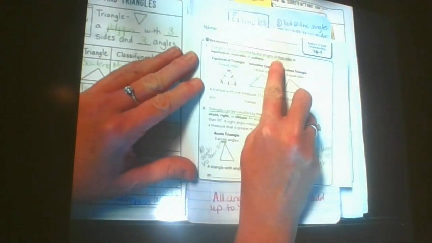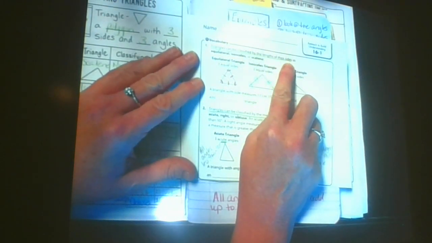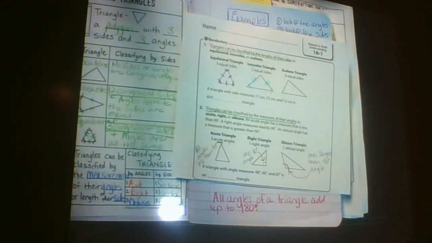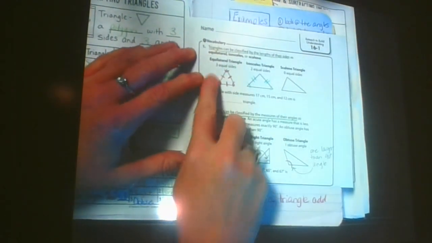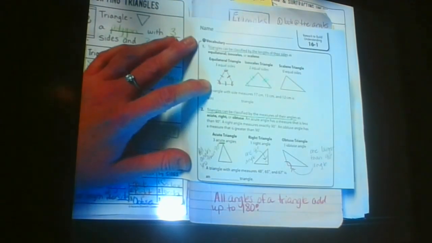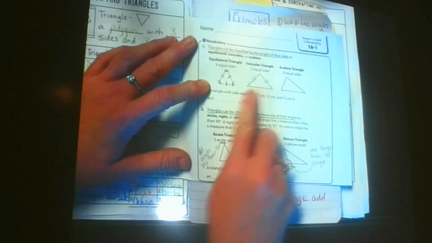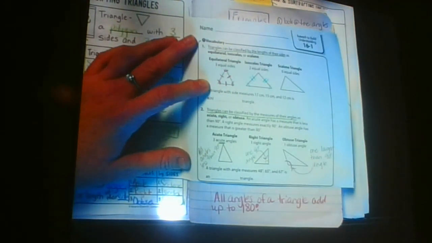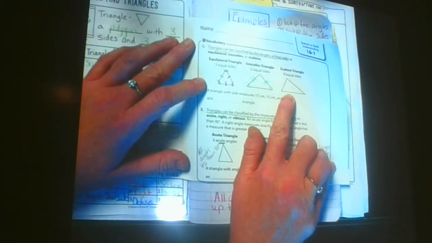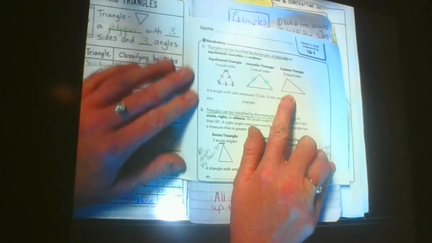A quick review of these triangles. Triangles can be classified by the lengths of their sides, and they can also be classified by the measures of their angles. So Miss Ray told you that each triangle has 2 names. This is how you do it. So we have the equilateral triangle, which has 3 equal sides. We also know that it has 3 equal angles. We have the isosceles triangle that has 2 equal sides, and the opposite angles are also equal. We have this scalene triangle that has no equal sides and no equal angles.